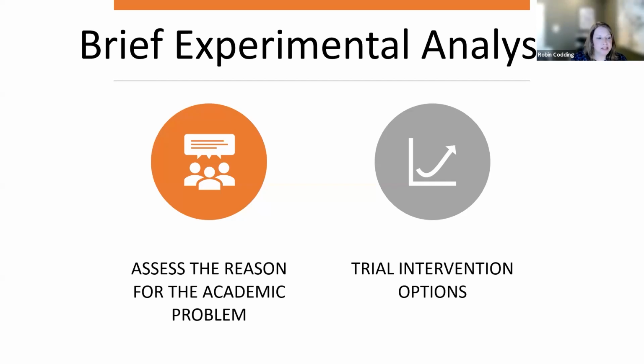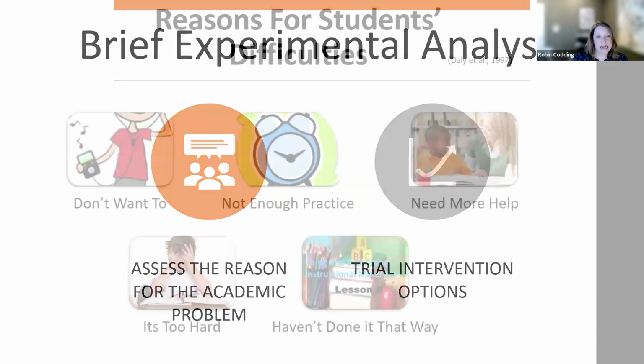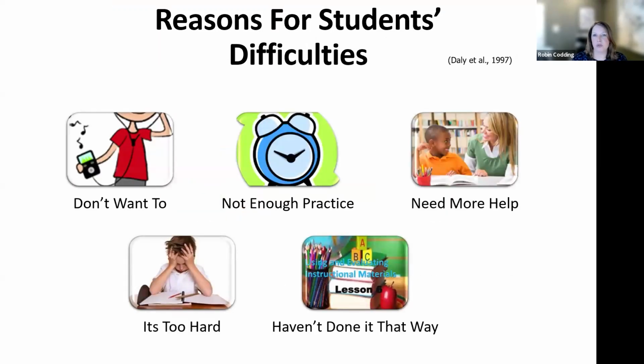So the first is brief experimental analysis. There are a few different ways we can build our assessment when it comes to testing different kinds of intervention conditions. I'm going to share with you a couple of different ways that we can do this. The goal is to assess the reason for the academic problem or to test out different strategies and trial different intervention options. I like to think of the ways in which we utilize this brief experimental assessment, or this trial testing of reasons for students' difficulties, in these 5 ways that we know from the literature.